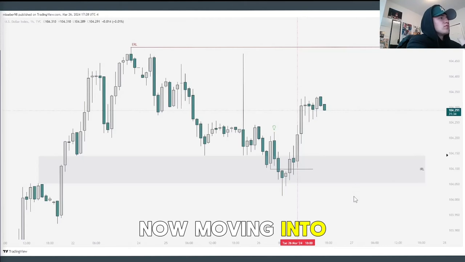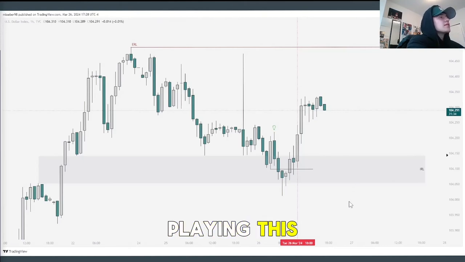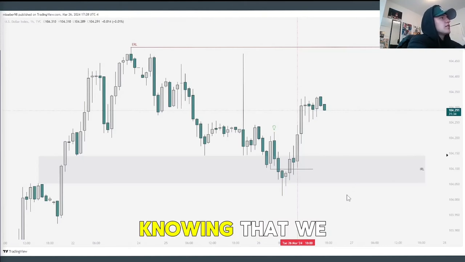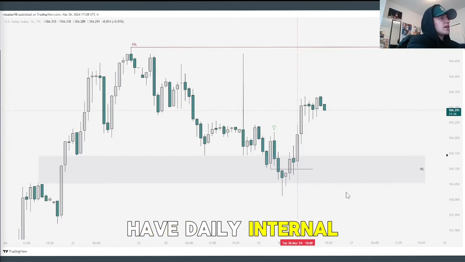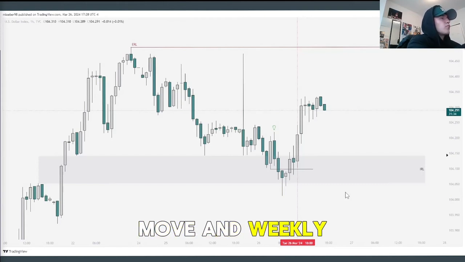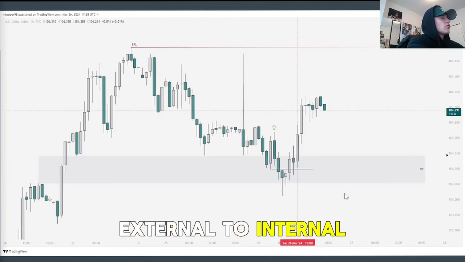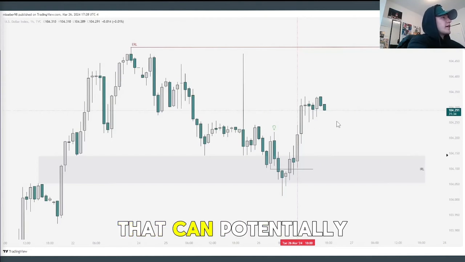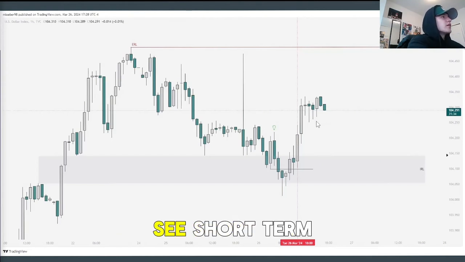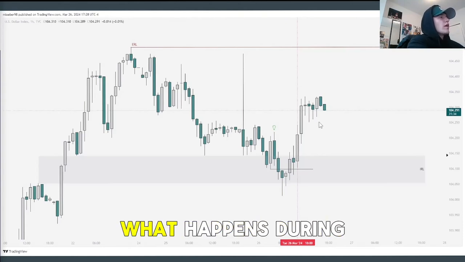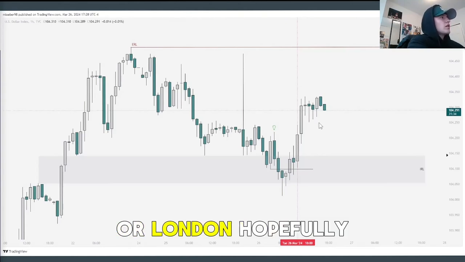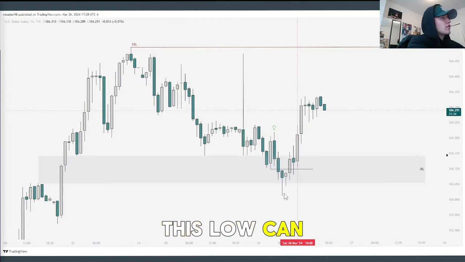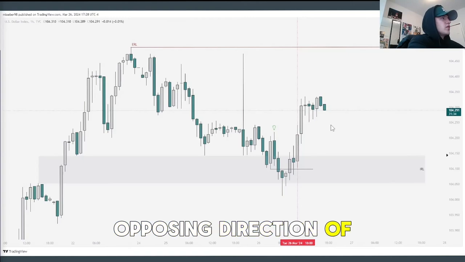Now moving into Wednesday and how I'm going to be playing this and how I'm going to be reacting. Already knowing that we have daily internal to external range move and weekly external to internal range target on silver, I would like to see this low hold intact, and I have short-term lows that can potentially be forming overnight here, as you can see. Short-term low here, and depending on what happens during Asia session or London, hopefully this low can stay intact and price can just run buy stops in the opposing direction of our drawn liquidity.